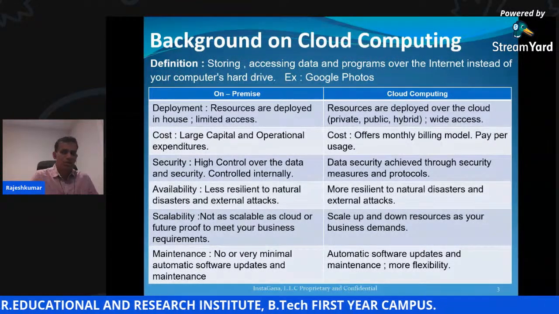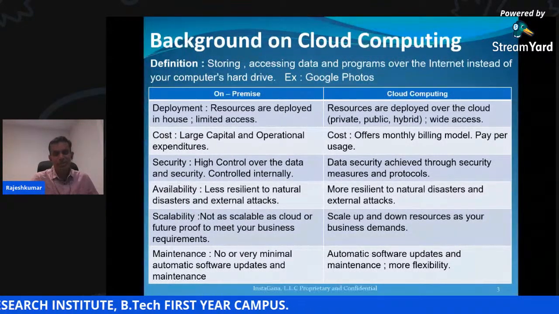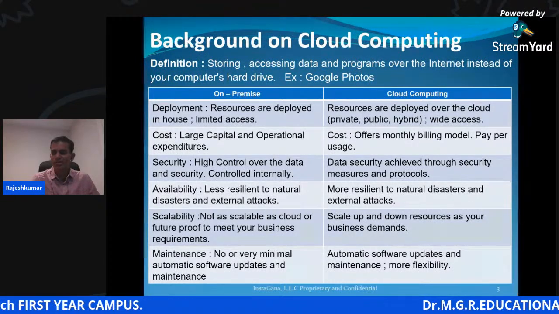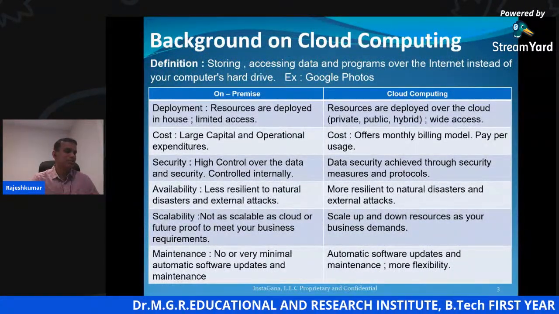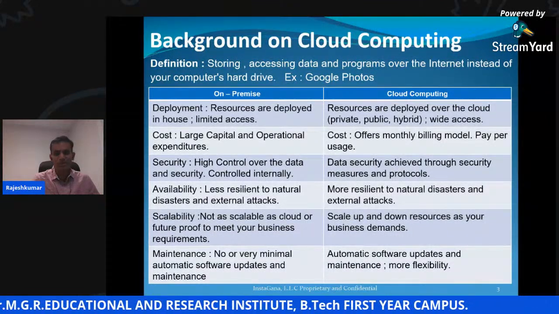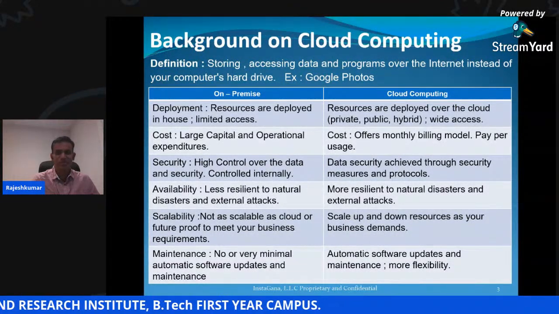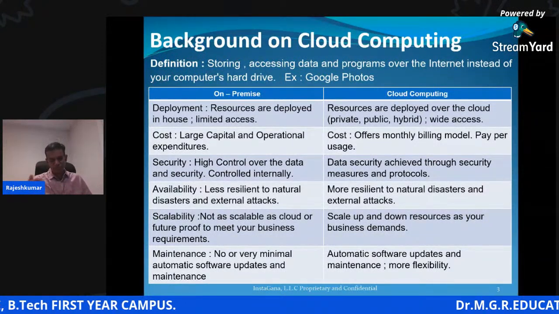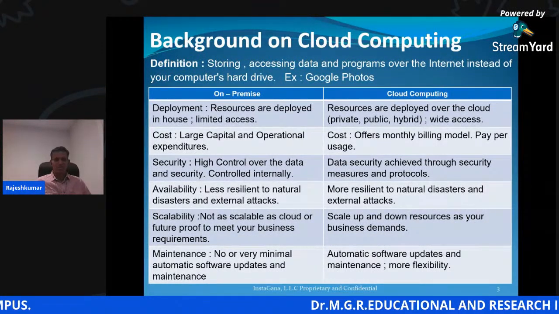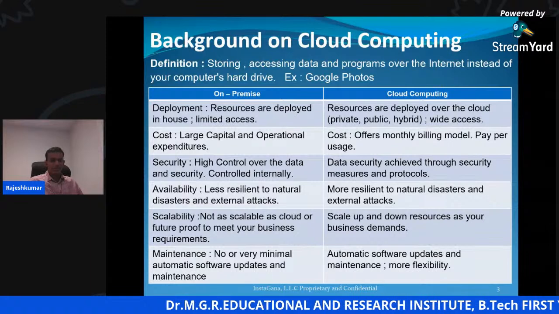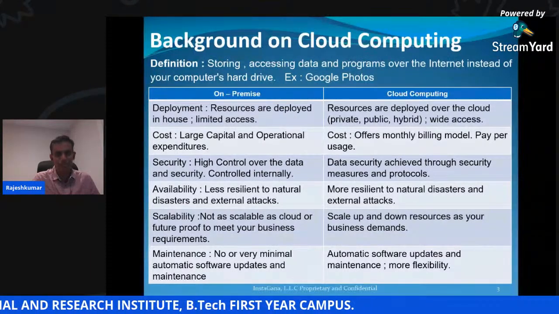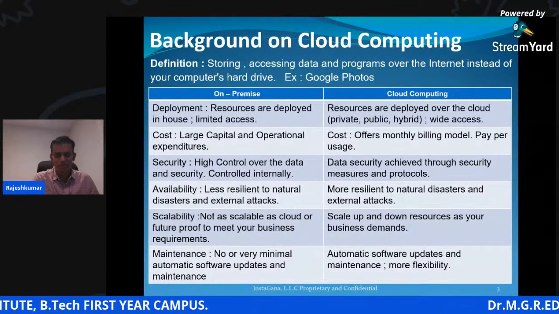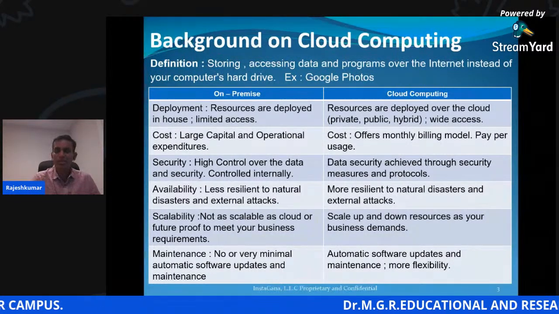How does this cloud computing work? Rather than an institute or a company owning the computing resources, we are just renting all those resources so that someone else can take care of them. That is how cloud computing works. And one benefit of using cloud computing is the cost.